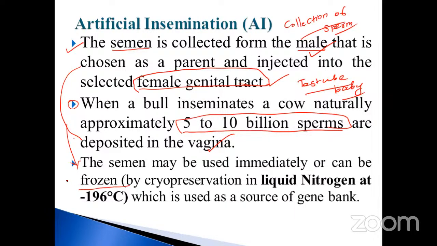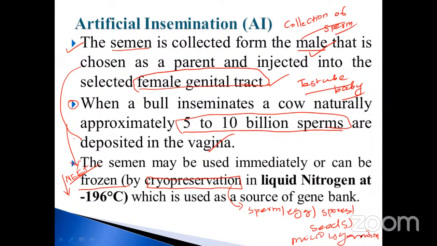Frozen means, you know very well, under low temperature. So many times they have asked this question, my dear students. Frozen by cryopreservation. What is the meaning of cryopreservation? Cryopreservation is one of the techniques mostly used for collected specimens such as sperm, eggs, spores, seeds, and also some microorganisms. These are kept at a particular low temperature with the help of liquid nitrogen at minus 196 degrees Celsius. This is very important, my dear students. 3 to 4 times they ask the question. Just go and check the question paper.